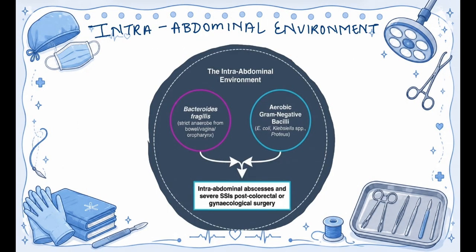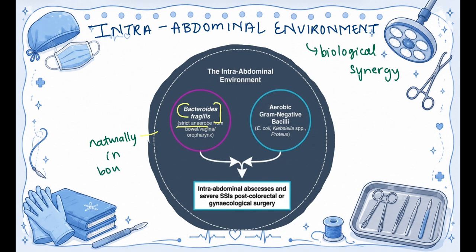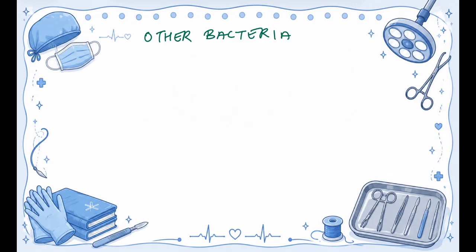The intra-abdominal space creates a perfect environment for biological synergy. Consider a strict anaerobe like Bacteroides fragilis. It lives naturally and safely in the bowel. However, if it escapes, it acts in lethal synergy with aerobic gram-negative bacilli. Working together, they form severe intra-abdominal abscesses. This is a highly common and dangerous complication following colorectal or gynecological surgeries.